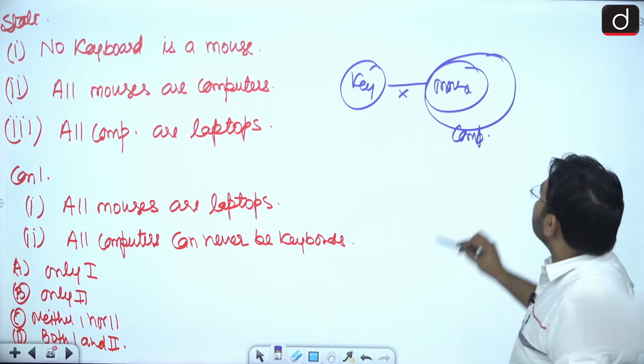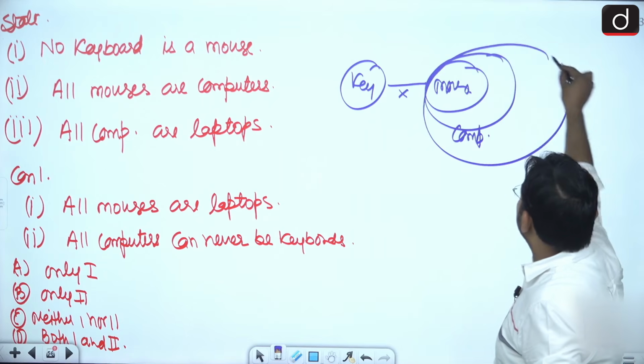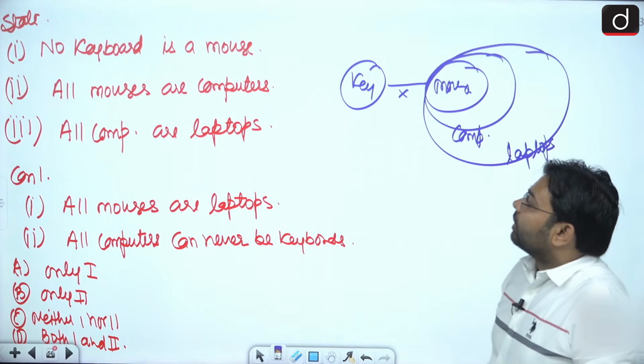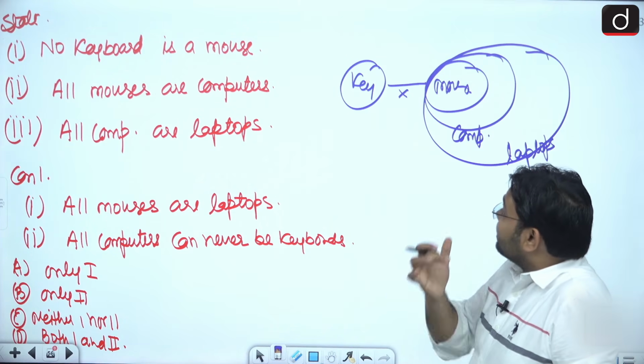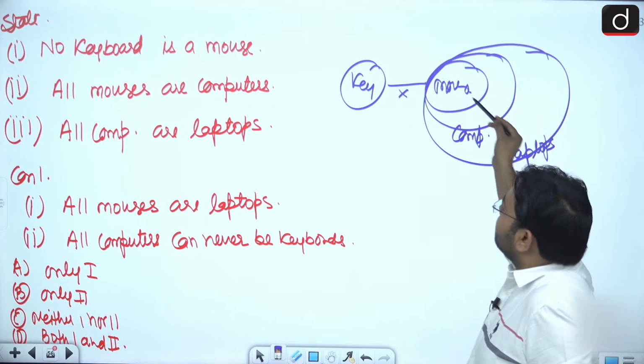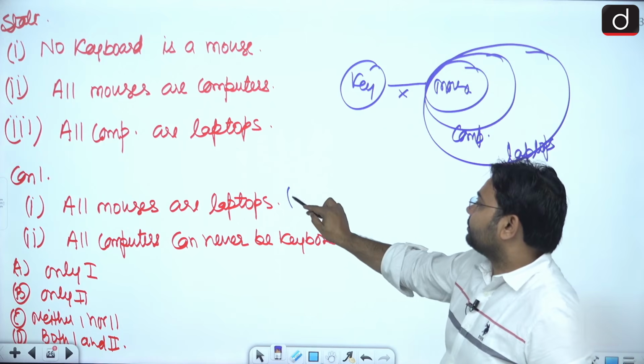Now all computers are laptops. Then, the first conclusion: all mouses are laptops. All mouses are laptops. Done.